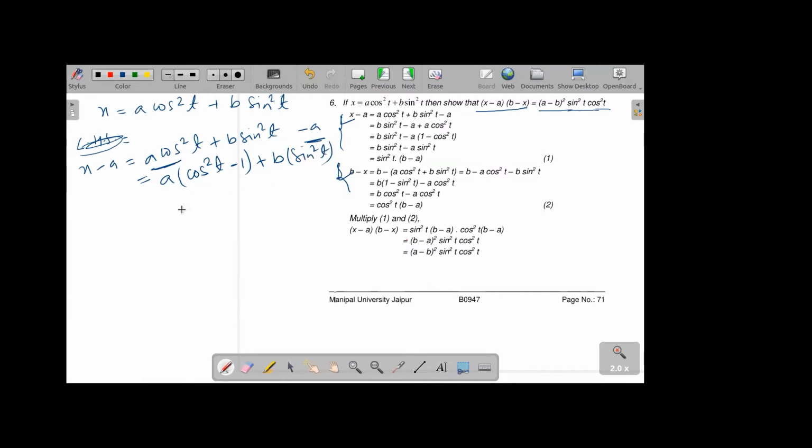Okay. Now we can do some conversions, like this one, cos square t minus 1. We have studied sin square a plus cos square a equals 1.